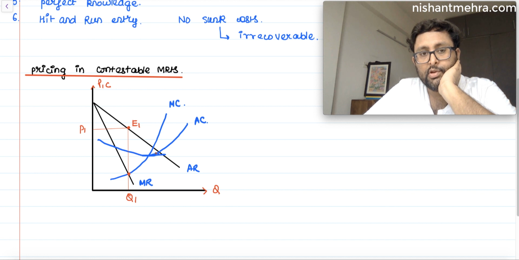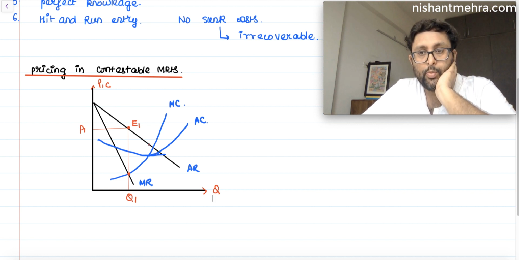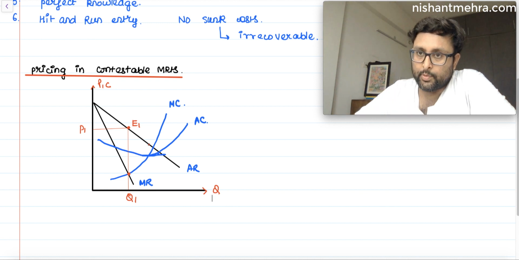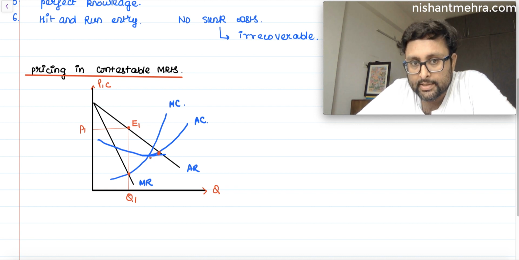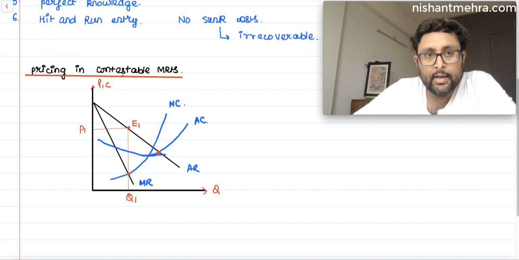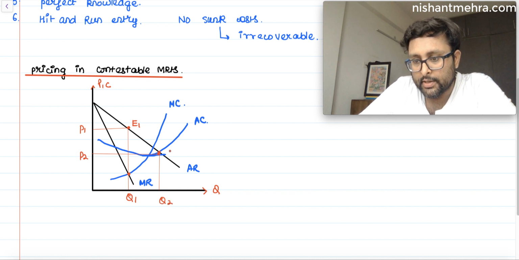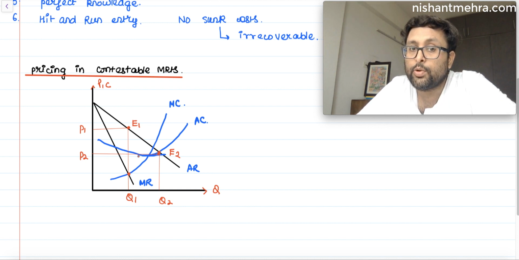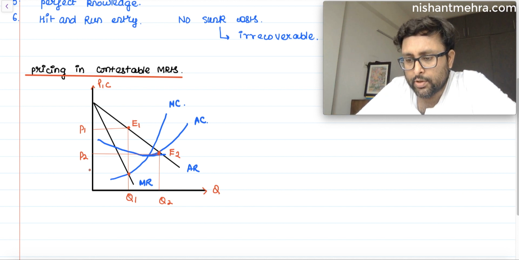Now the entry starts happening. When entry starts happening, the monopolist is also going to reduce the price, right? And he can reduce the price till this particular point where price is equal to AC, the region of the lowest AC. Let's say P2, Q2, and this is point E2. So he has reduced the price to the point where price is just equal to the lowest of AC, right?